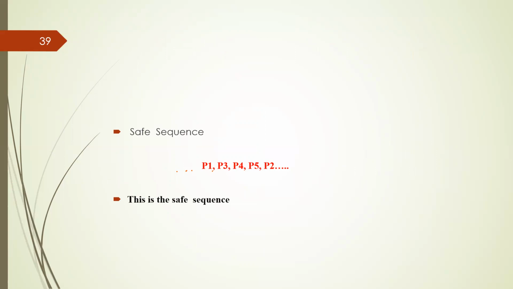P2 is executed at last. Now this is the safe sequence. If the processes are executed in this order, then there will be no problem in allocating resources to them. This is a safe order.